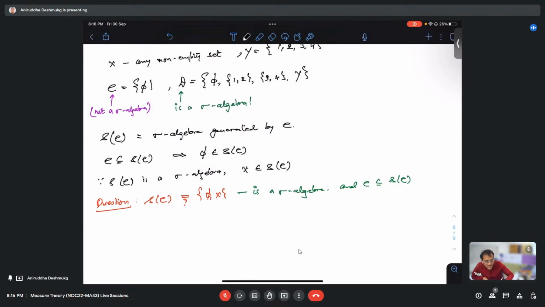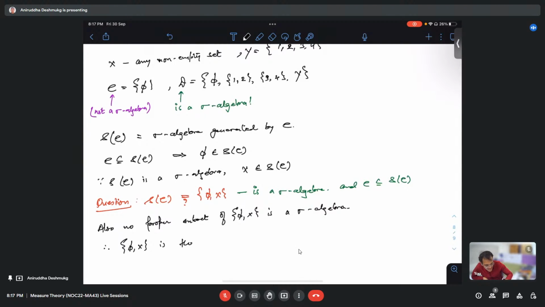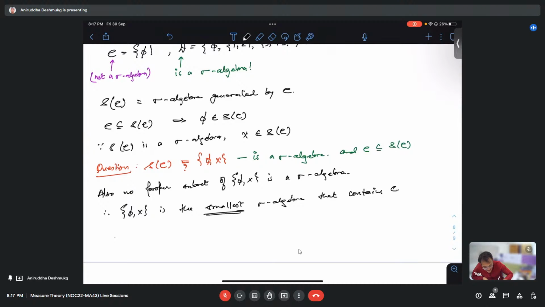Moreover, there is no proper sigma algebra contained inside S of C which also contains C. Also, no proper subset of {phi, X} is a sigma algebra. Therefore, this {phi, X} is the smallest sigma algebra that contains C. Now, once this happens, then S of C must be equal to this. Therefore, S of C is equal to {phi, X}.